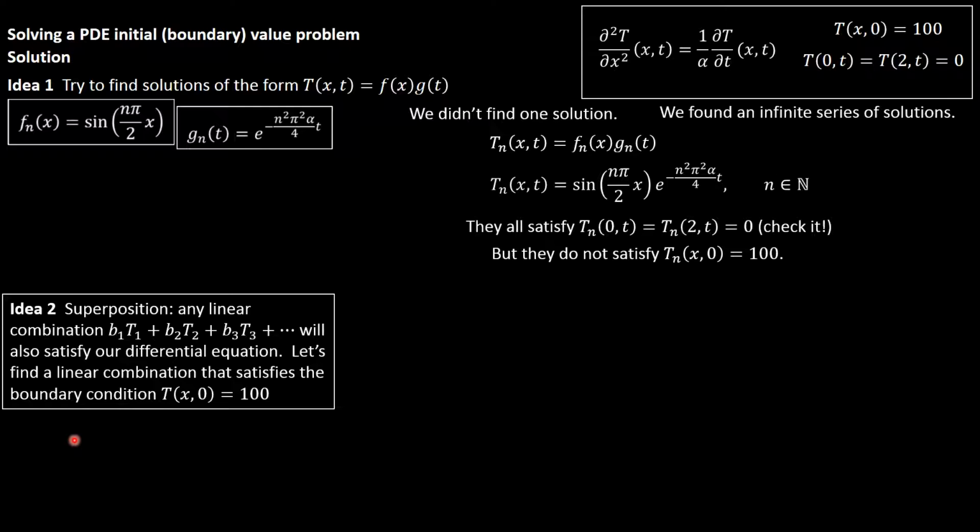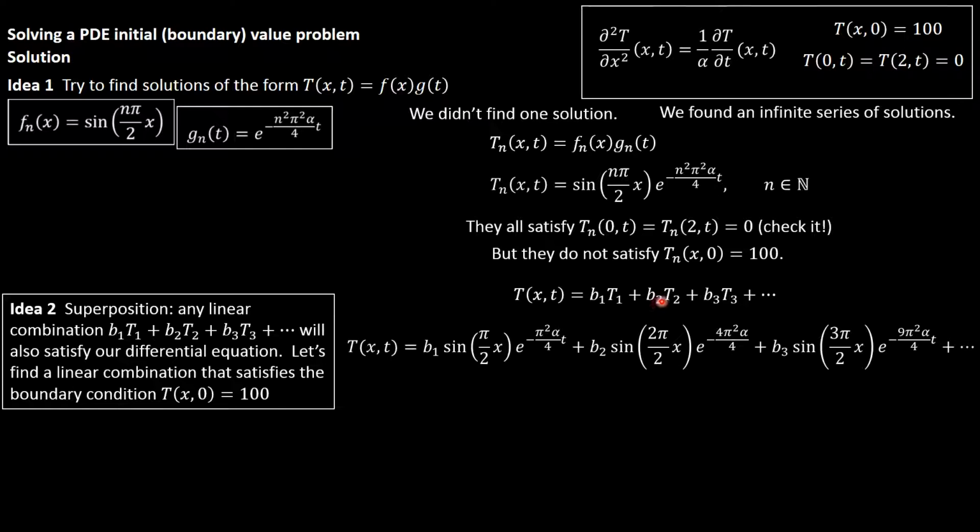Here's the idea. While these solutions do not individually satisfy this initial value, if we add them together as a linear combination, an infinite linear combination, then they will not only satisfy the differential equation, but perhaps if we choose the correct linear combination, it will also satisfy this initial value. So let's try that.